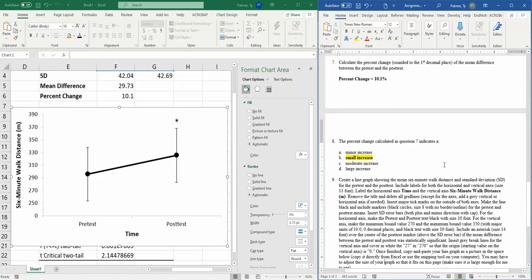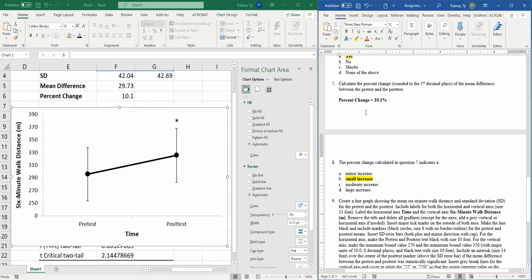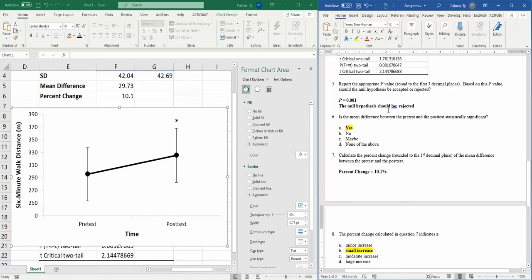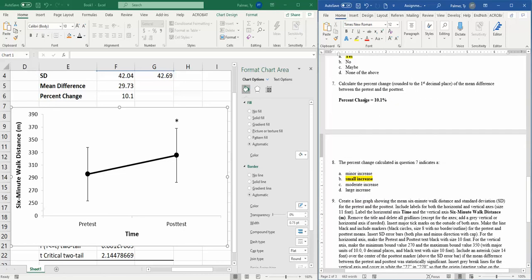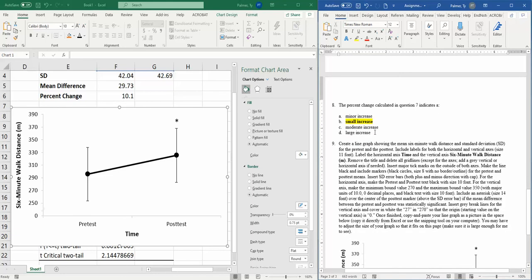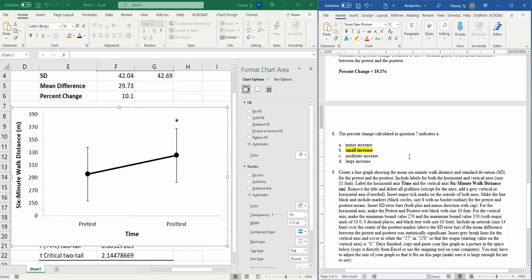Remember, the other statistic that we calculated was the percent change. Percent change is indicative of practical significance. The p-value indicates statistical significance. The percent change indicates practical significance, which is basically how large the magnitude of the difference is. We calculated the percent change in this example as a positive 10.1%. Because it's positive, we know that it's indicative of an increase. How large is that increase? When we looked at our PowerPoint, we were able to see those guidelines, and we saw that a 10.1% increase fell within the range of a small increase.